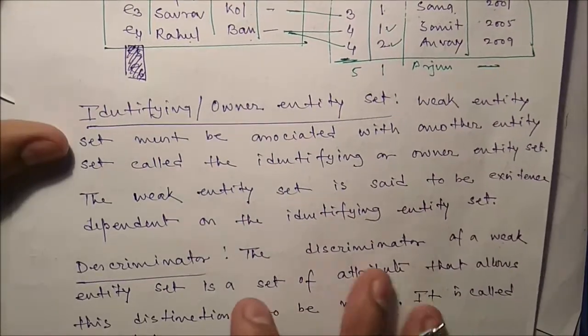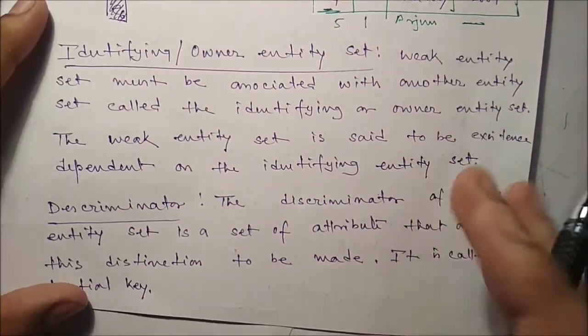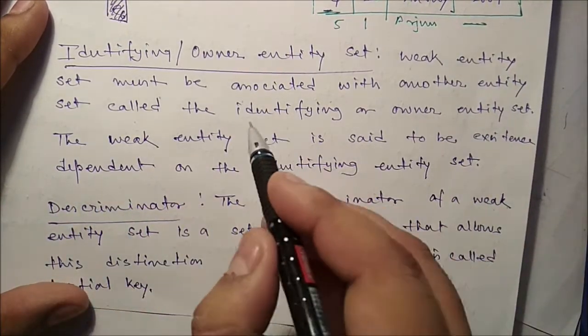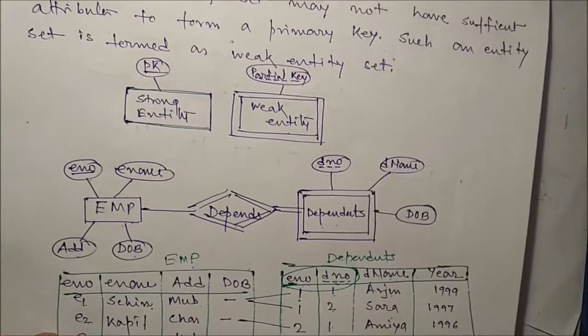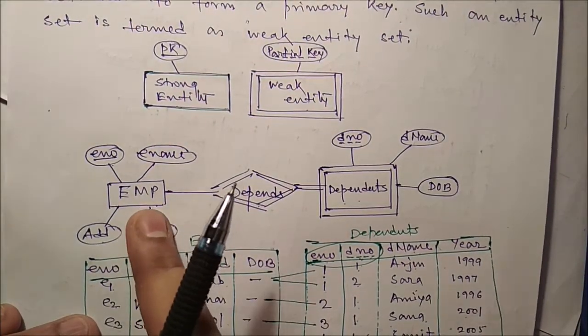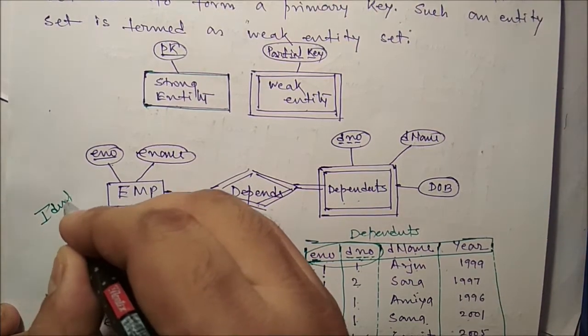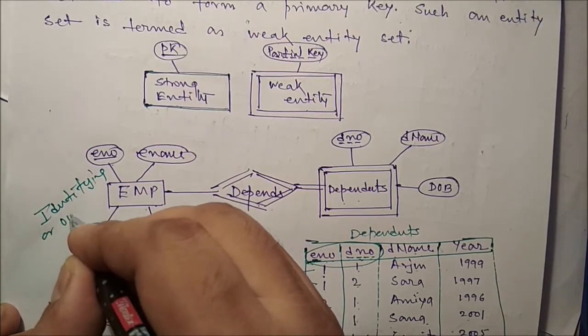Now we will see the identifying owner entity set and the discriminator. A weak entity set must be associated with another entity set called the identifying or owner entity set. In this case, the employee entity set is the identifying or owner entity set.